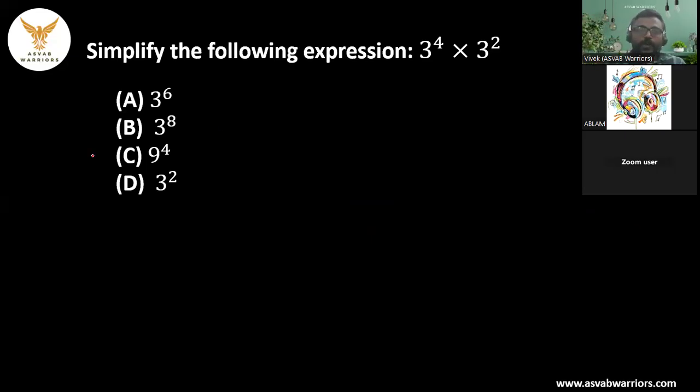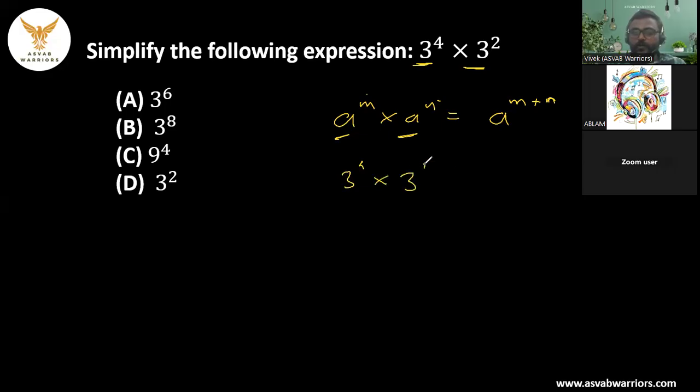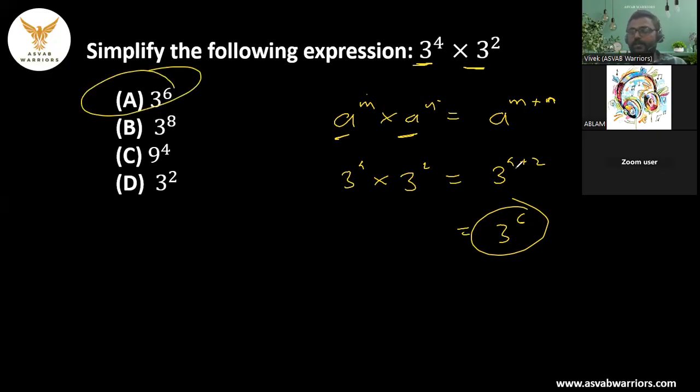Simplify the following expression. Here, see if the base is the same: a to the power m times a to the power n. The base is the same, the power is different. So what will I do? I'll keep the base the same and add the powers. So 3 to the power 4 times 3 to the power 2 is 3 to the power 4 plus 2, which is 3 to the power 6. Yep, the answer is A.